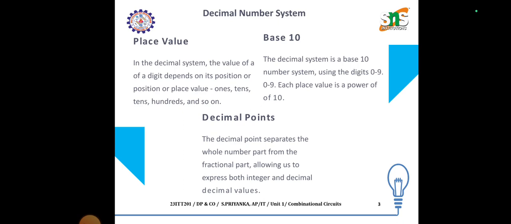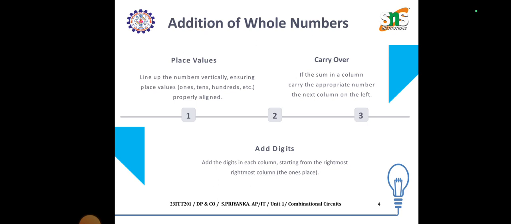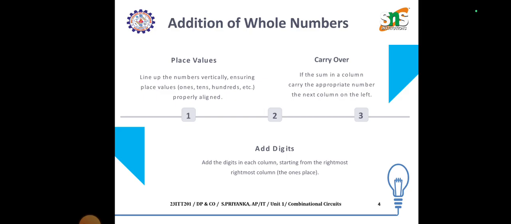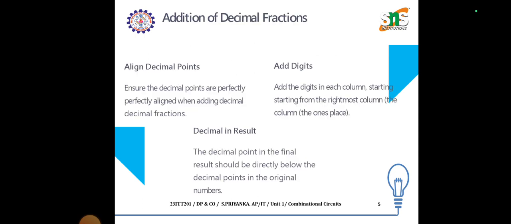and decimal values. Here is the addition of whole numbers. First place values, carry over, add digits. Place values: line up the numbers vertically, ensuring place values, ones, tens, hundreds, etc. are properly aligned. Next is carry over. If the sum in a column exceeds 9, carry the appropriate number to the next column on the left. Then add digits. Add the digits in each column starting from the rightmost column, that is the ones place.